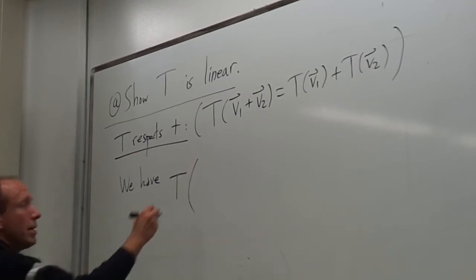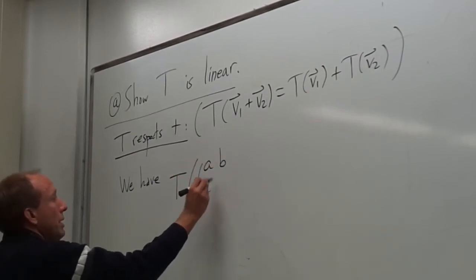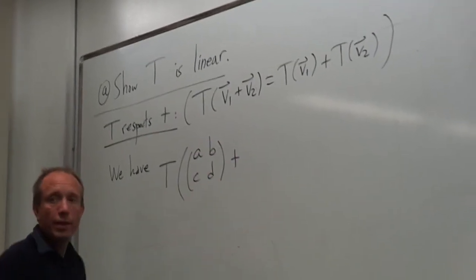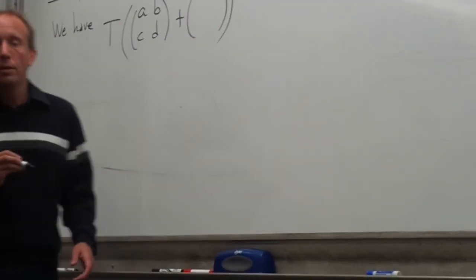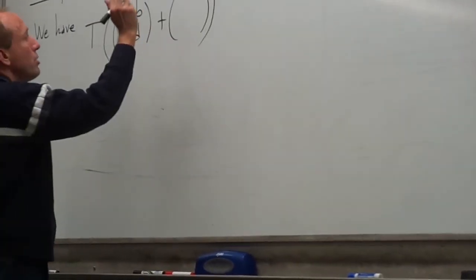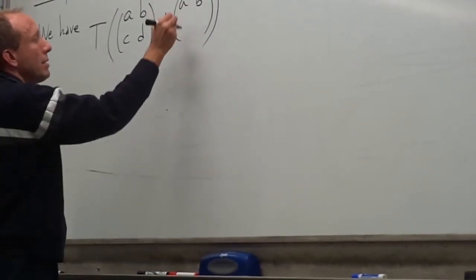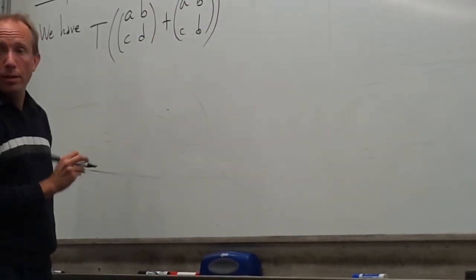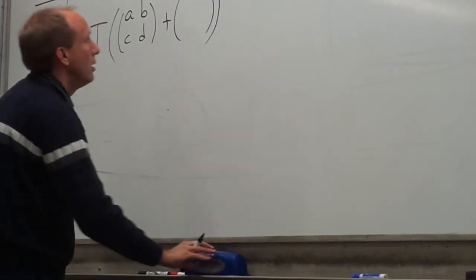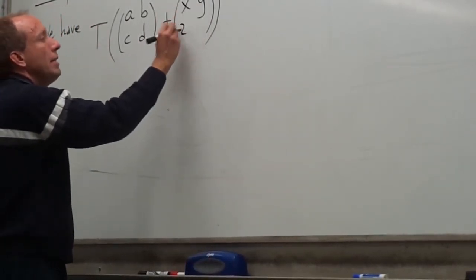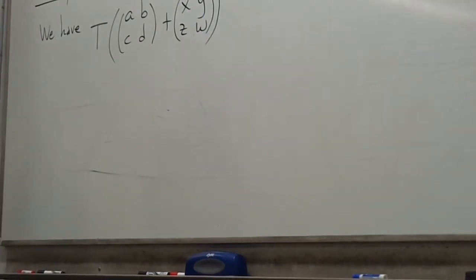I'm going to take my first matrix to be A, B, C, D. And then for the second matrix, I need another matrix here. Can I call it A, B, C, D again? No, I shouldn't do that, right? I need different letters. X, Y, Z, W sounds pretty good to me. Okay, so we use X, Y, Z, W.